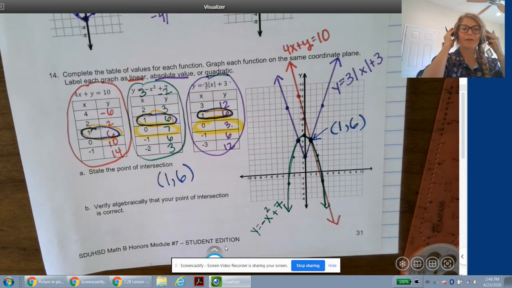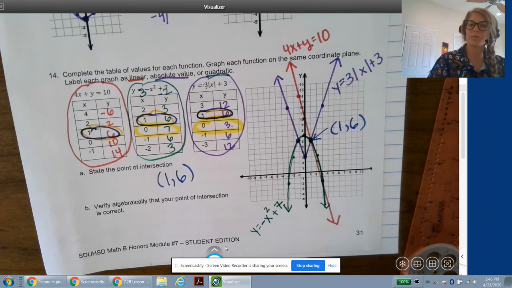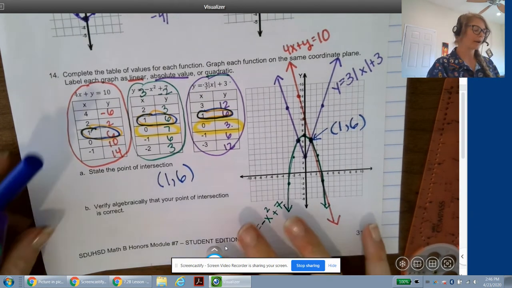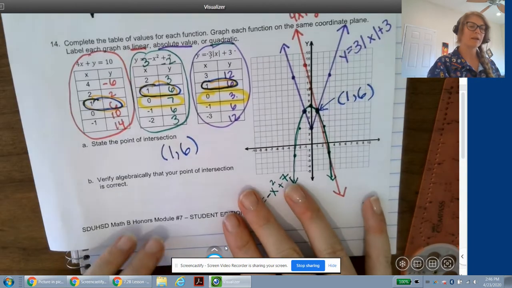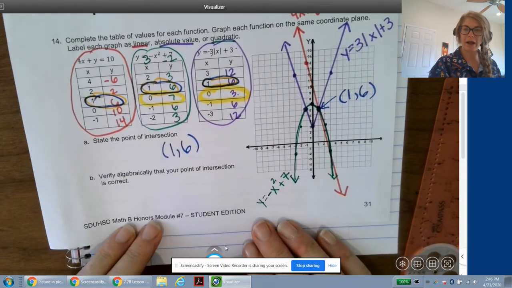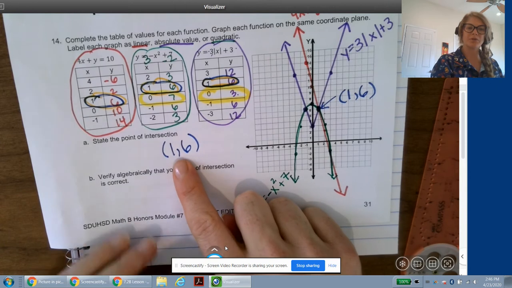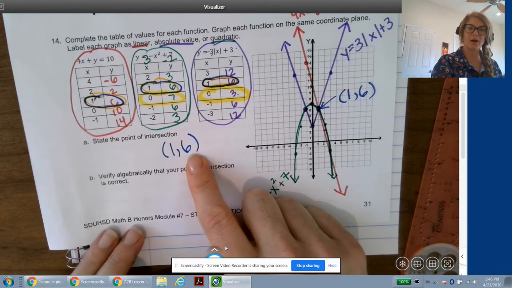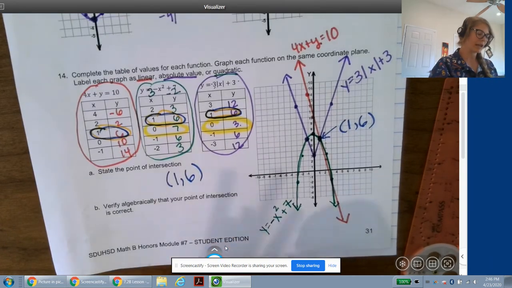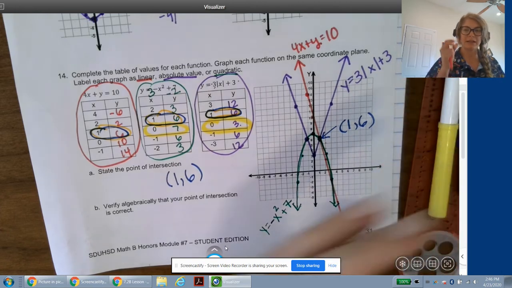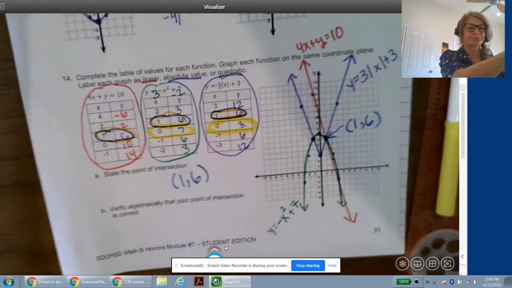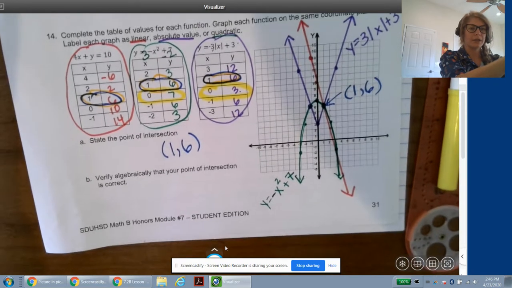So now part B asks us to verify algebraically that your point of intersection is correct. Well, how can we verify that a point lies on a graph? That means we're going to substitute in 1 for x and 6 for y into each one of these functions, and we should get a true statement, just like in module 4. So we're going to do that.